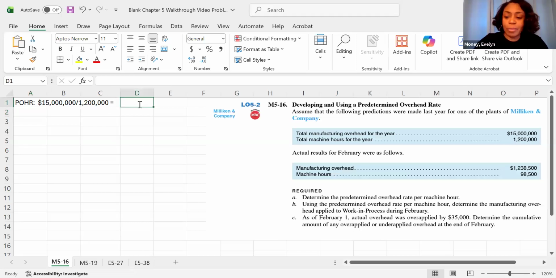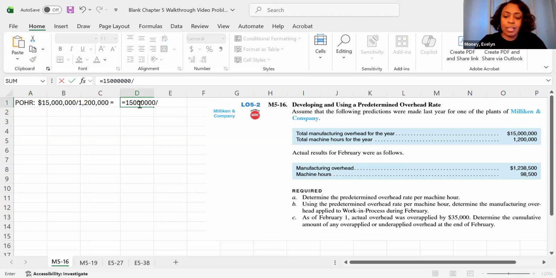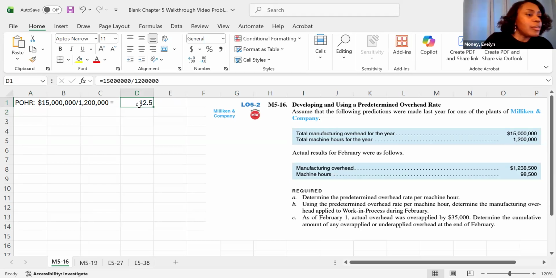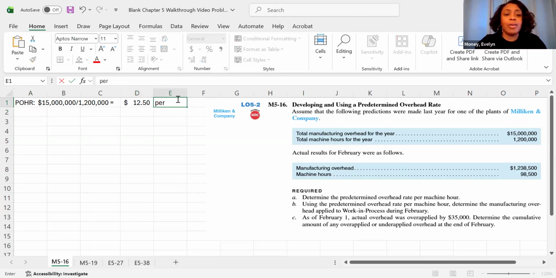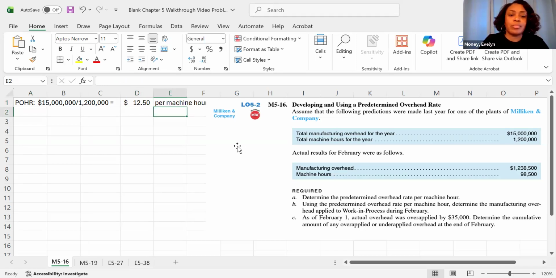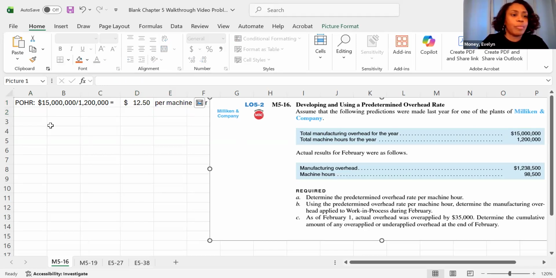Now let me actually put the formula in here. And we get a rate of $12.50 per machine hour, not direct labor hour, $12.50 per machine hour.